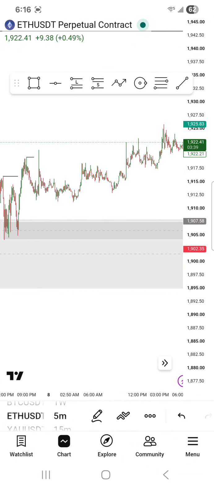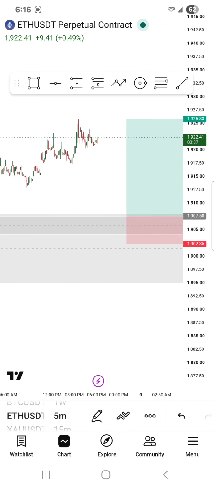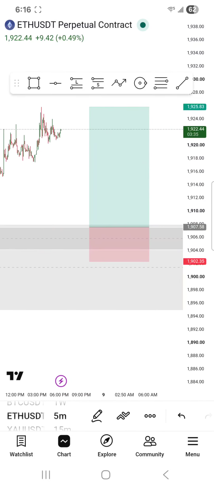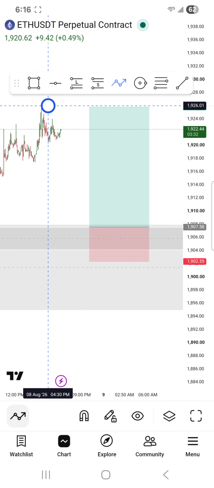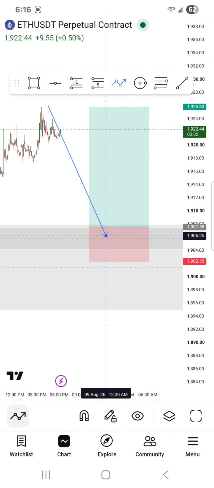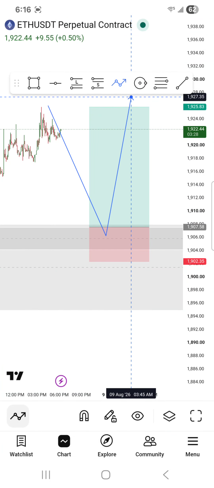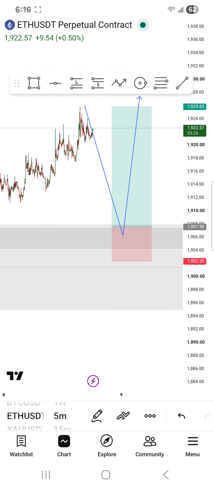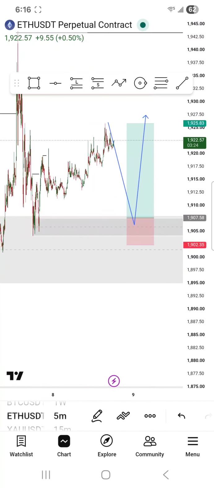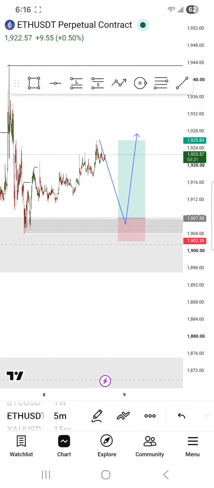And then this is it, guys. See what the market has been doing. It has been going up, going up, going up. It has not yet come to my entry. So I'm expecting that it should come to this entry and then give me my take profit. So that is my trade idea for Ethereum.